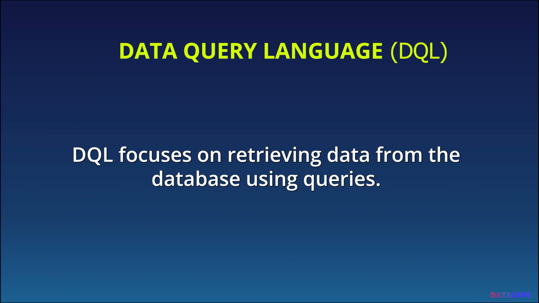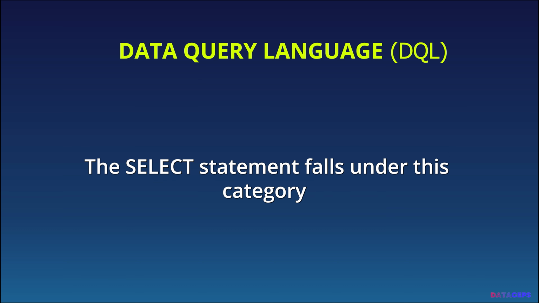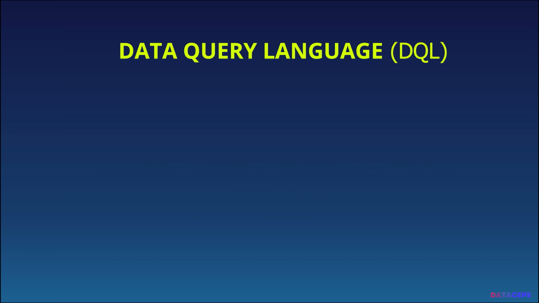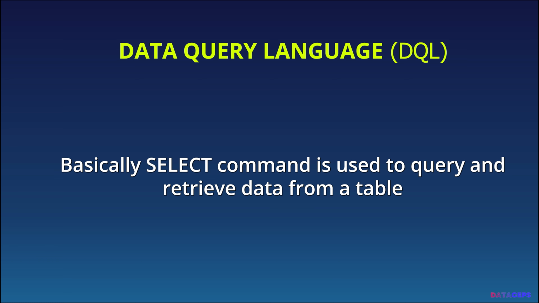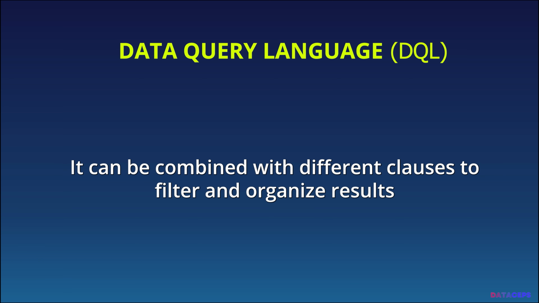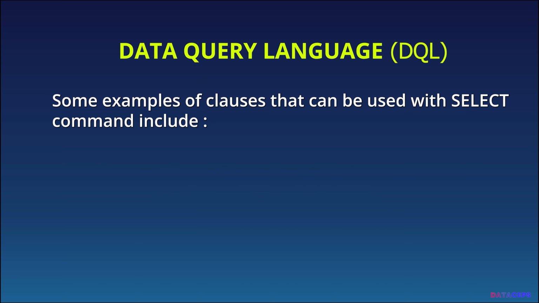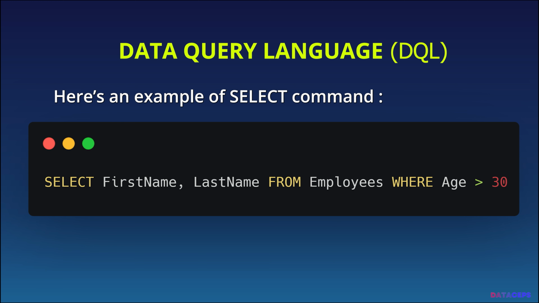Data Query Language. DQL focuses on retrieving data from the database using queries. The select statement falls under this category. Basically, the select command is used to query and retrieve data from a table. It can be combined with various clauses to filter and organize the results. Some examples of clauses that can be used with the select command include where, group by, and order by. Here's an example of a select command.